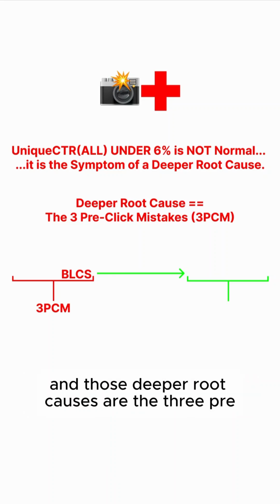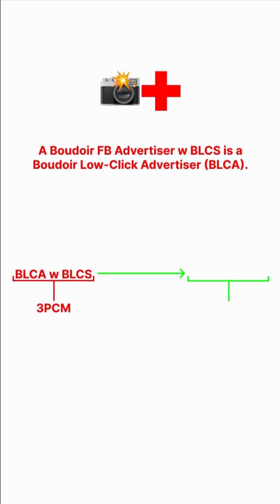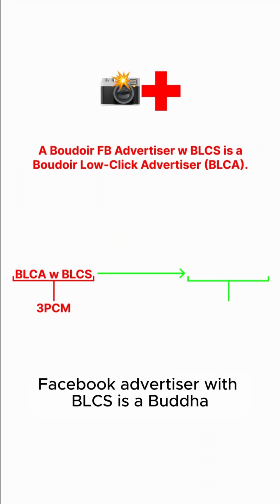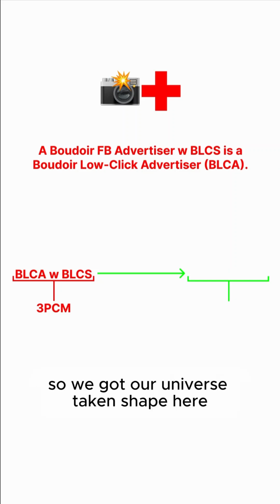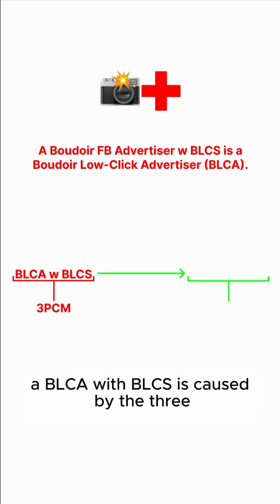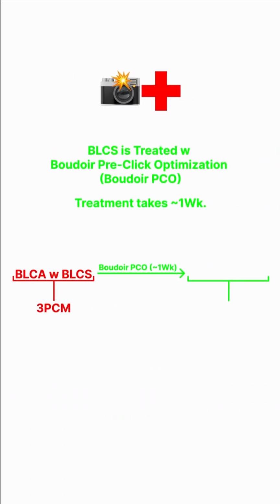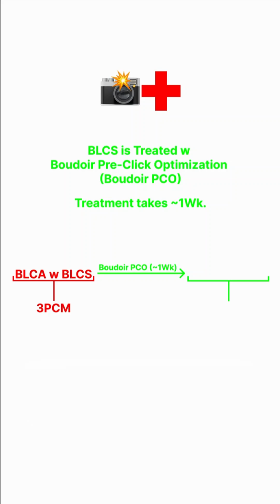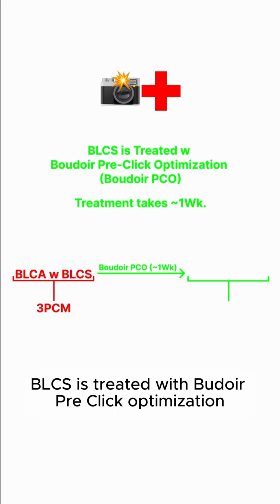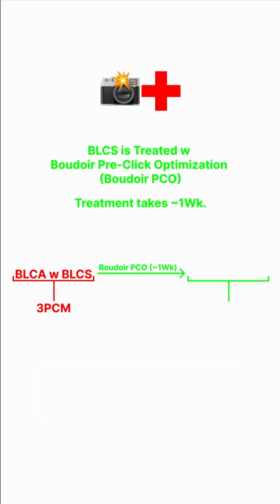Those deeper root causes are the 3 pre-click mistakes, which I'll be going over at the end of the video. We also know that a Boudoir Facebook advertiser with BLCS is a Boudoir low-click advertiser, a BLCA. So we got our universe taking shape here. A BLCA with BLCS is caused by the 3 pre-click mistakes. Perfect for us though, we got the solution. We got the saving grace. Boudoir Pico. BLCS is treated with Boudoir pre-click optimization, aka Boudoir Pico, and treatment takes about a week.